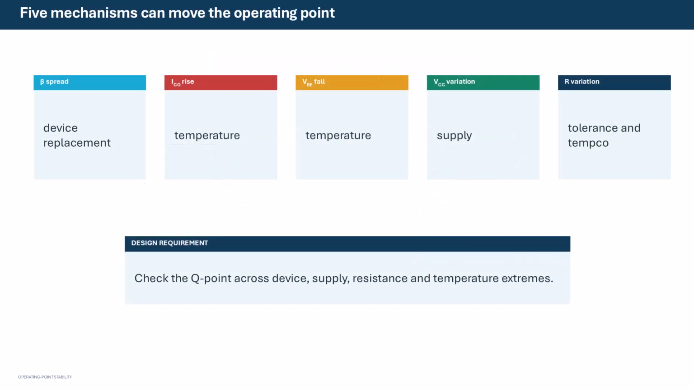Q point drift originates from both the transistor and the surrounding circuit. Current gain varies widely even among transistors carrying the same part number. Leakage current increases strongly with temperature. Base emitter voltage generally falls as a silicon junction warms. Supply regulation is not perfect, and resistor tolerances and temperature coefficients alter the loop equations. A stable design must tolerate all five mechanisms, not merely the nominal value of beta.